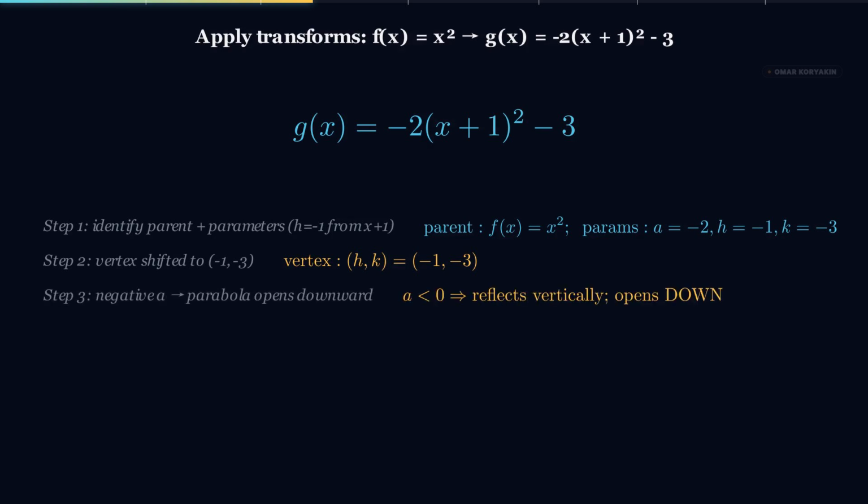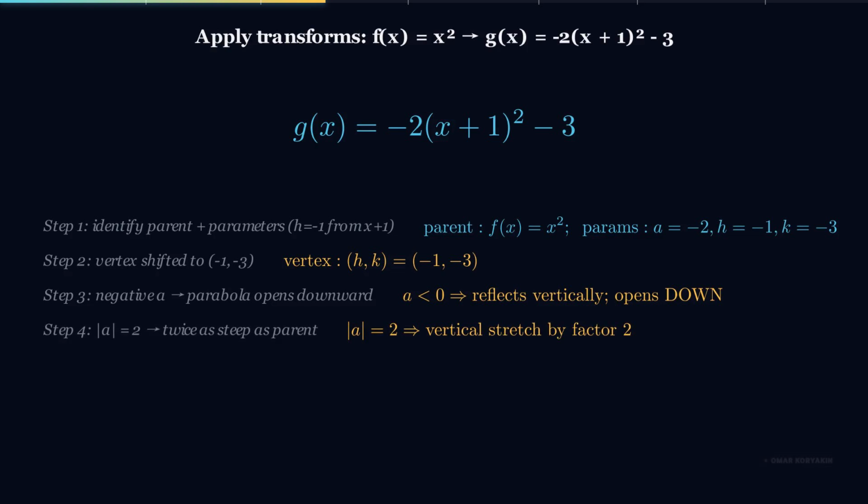Step 3. Identify the new vertex. The parent parabola has vertex at the origin. After horizontal shift left by 1 and vertical shift down by 3, the new vertex is at the point negative 1, negative 3.